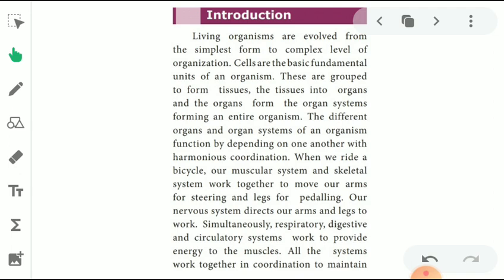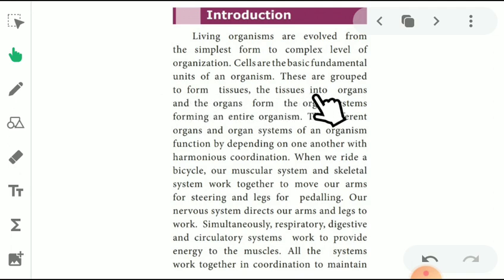Introduction. Living organisms evolved from the simplest form to a complex level of organism. Simplest form means from the single-celled organism to the multicellular organism. The basic fundamental structural unit is called the cell. The cell is the basic functional unit of an organism. The cells are grouped to form a tissue.